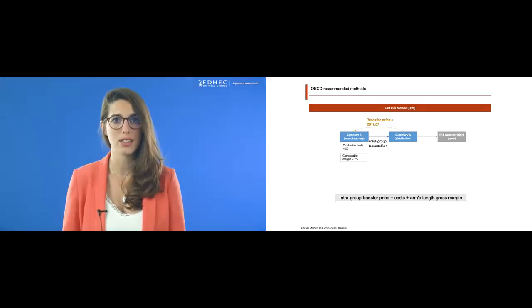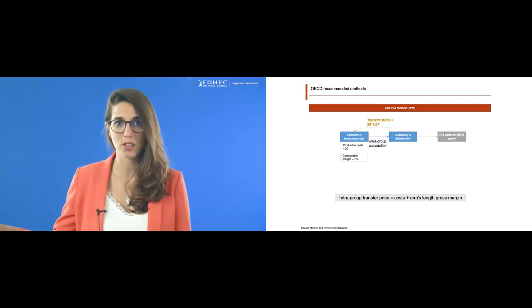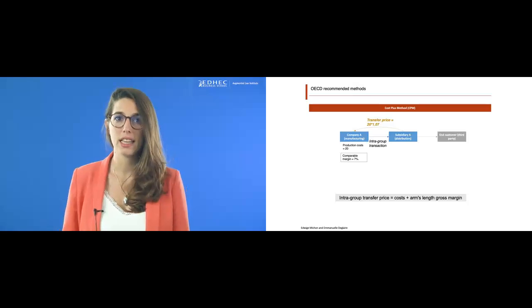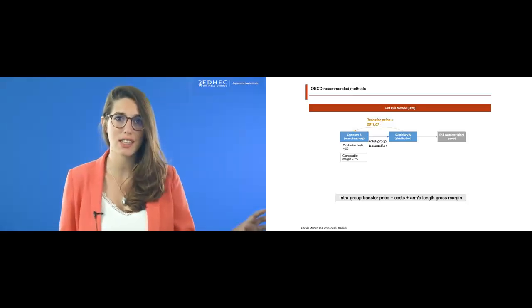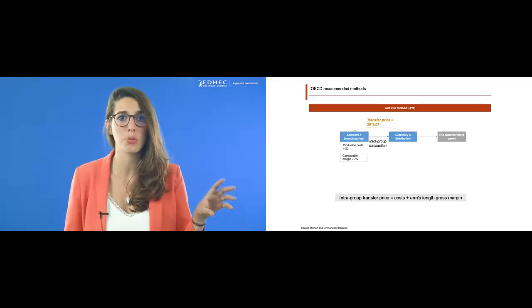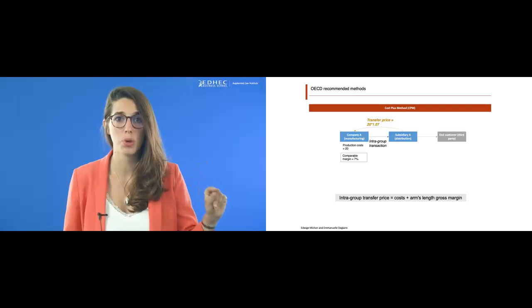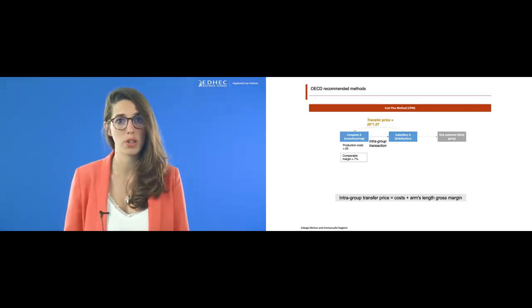We can see here that the resale price would not work, as this method is based on the price at which the company sells the product to a third party. Here, the production company only sells to an affiliated company. The transfer price cannot be based on a resale price. In the cost-plus method, the transfer price is thus based on the costs borne in order to produce the product.